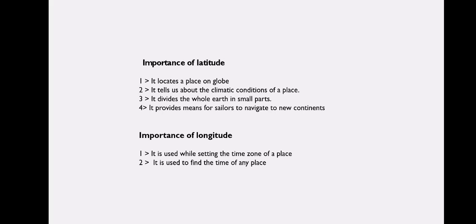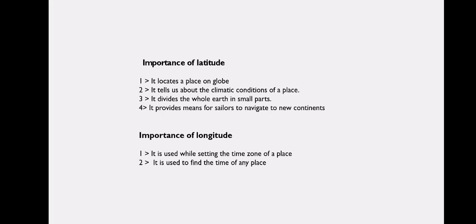As we have discussed, from the equator, if we proceed northwards or southwards through these parallel latitudes, we will know the difference of climate, as the intensity of the heat will decrease further away from the equator. Third point, it divides the whole earth into small parts, because the parallel lines have equal distance among them, so it is giving us a very good portion of the different parts of the earth.